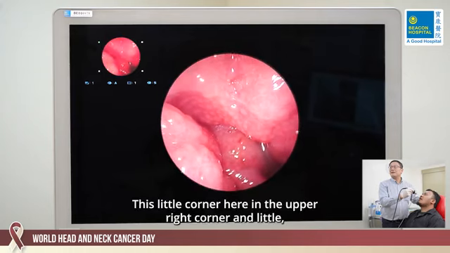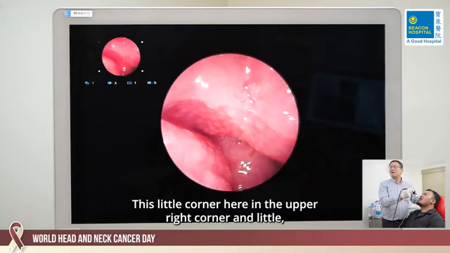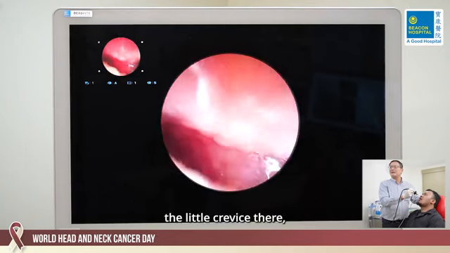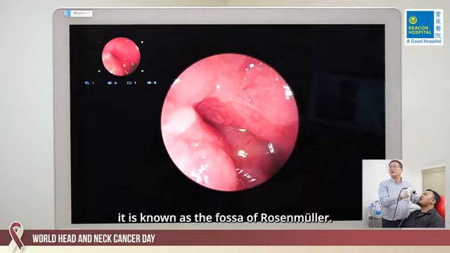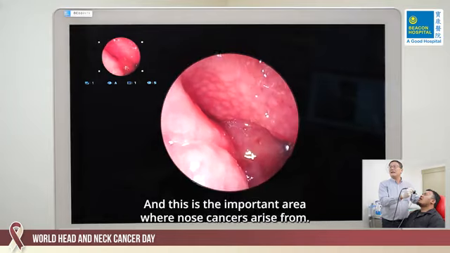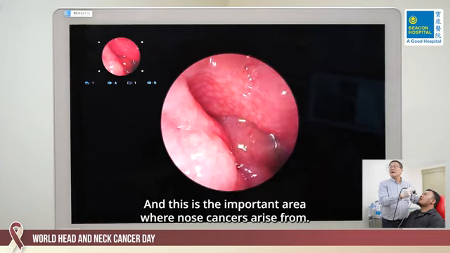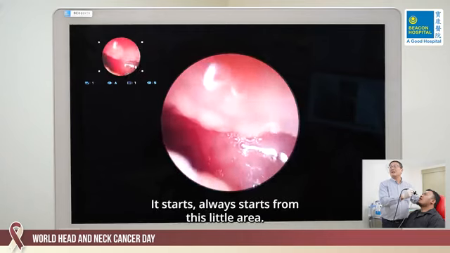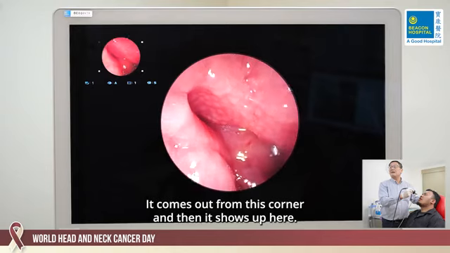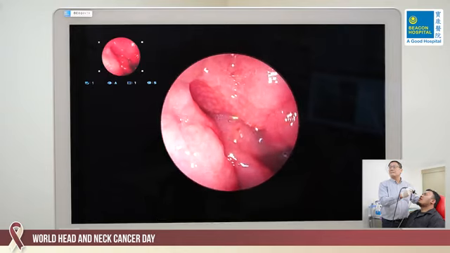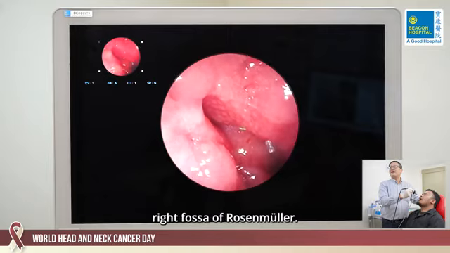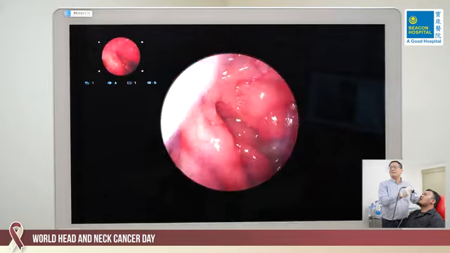This little corner here in the upper right corner, and that little crevice there, that is known as the fossa of Rosenmuller, and this is the important area where nose cancers arise from. It always starts from this little area. It comes out from this corner, and then it shows up here. Fortunately, Mr. Amri has got a clear right fossa of Rosenmuller.